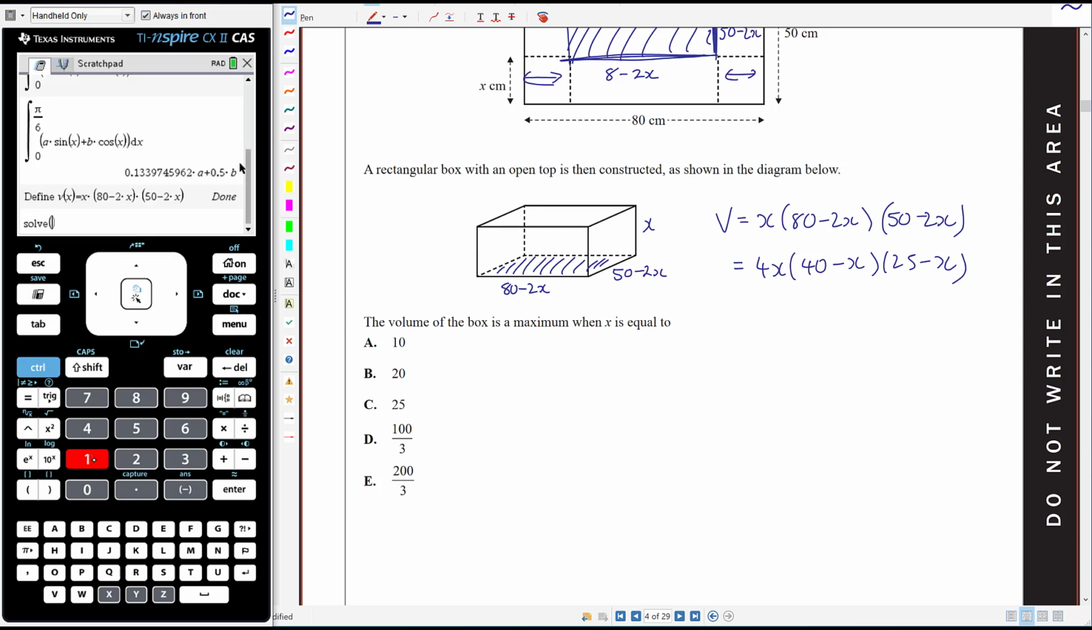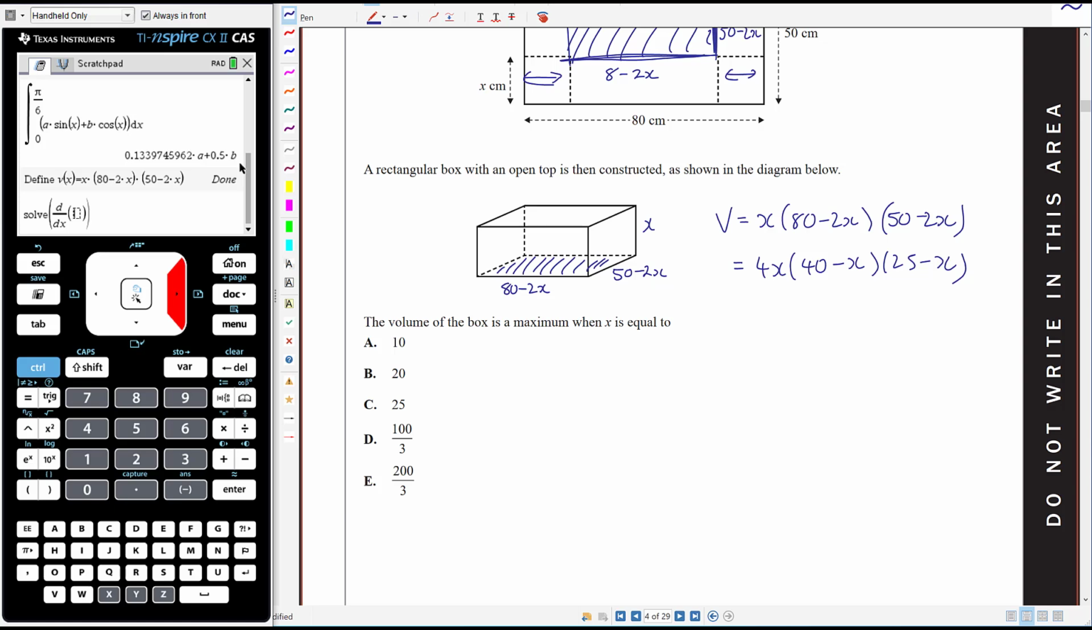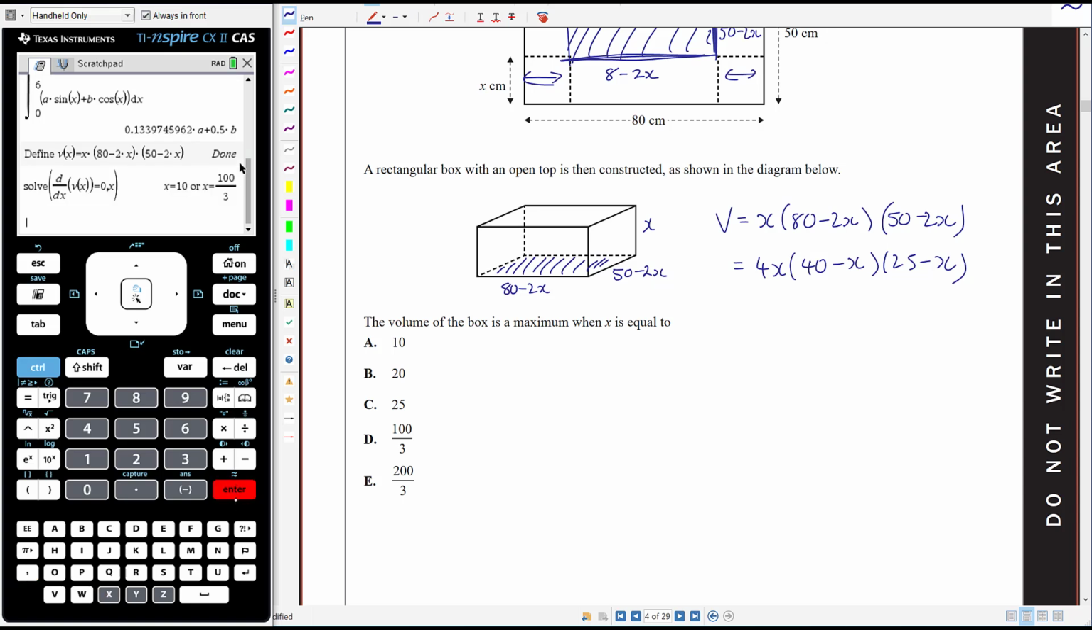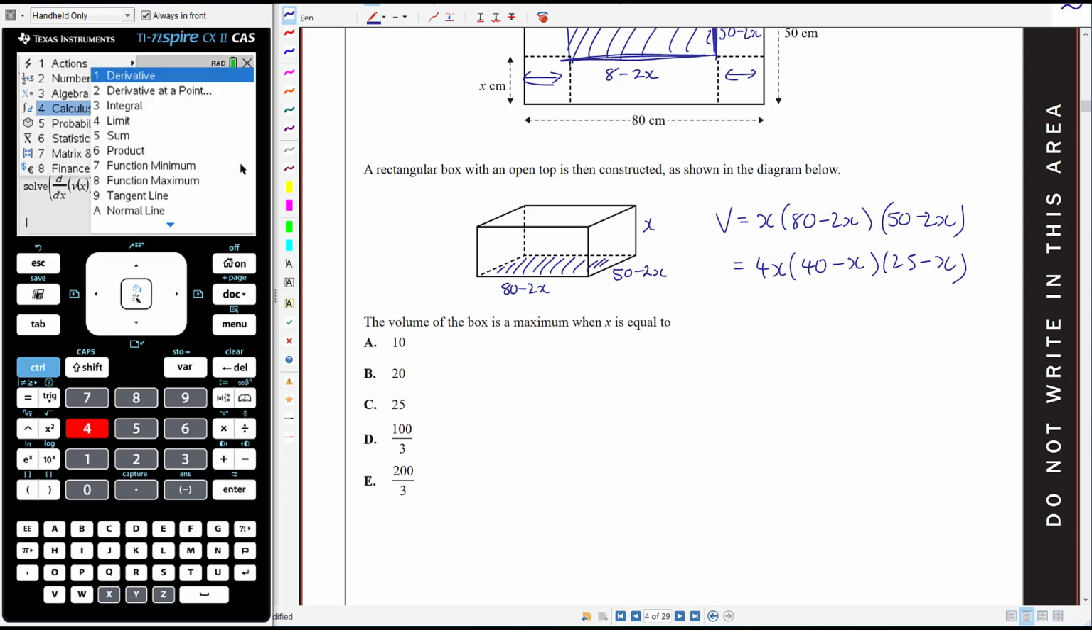So that would be either by solving the derivative with respect to x of V of x equal to 0 to get the coordinates of the stationary points. You would probably then need to think through which one gives you a minimum, which one gives you a maximum, hence the advantage of using function maximum, which will specify which one's a maximum.